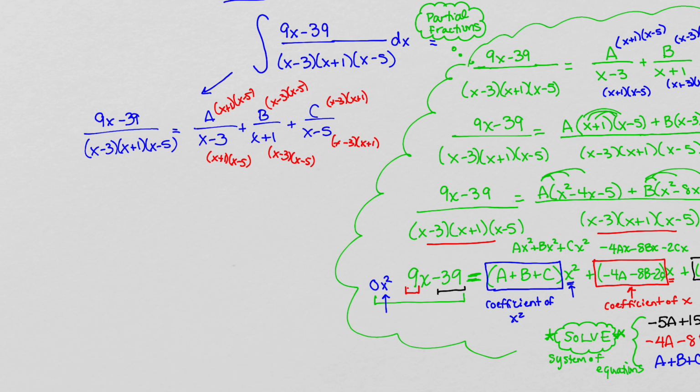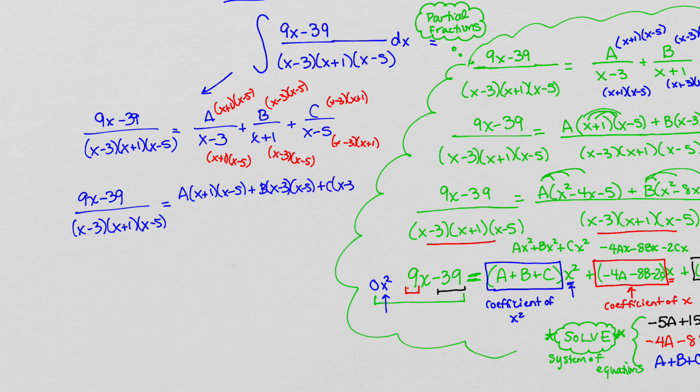But this time, all right, well, slow down, Tina. You're going a little fast here. So what does that mean? That means 9x minus 39 over x minus 3 times x plus 1 times x minus 5 is equal to A times x plus 1 times x minus 5 plus B times x minus 3 times x minus 5 plus C times x minus 3 times x plus 1. And that's all over x minus 3 times x plus 1 times x minus 5. No changes, everything's the same.